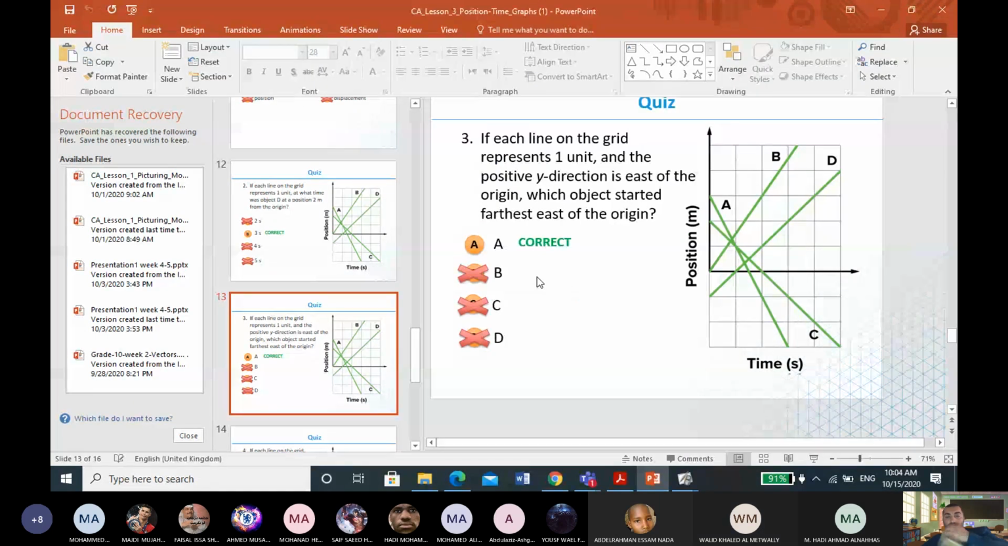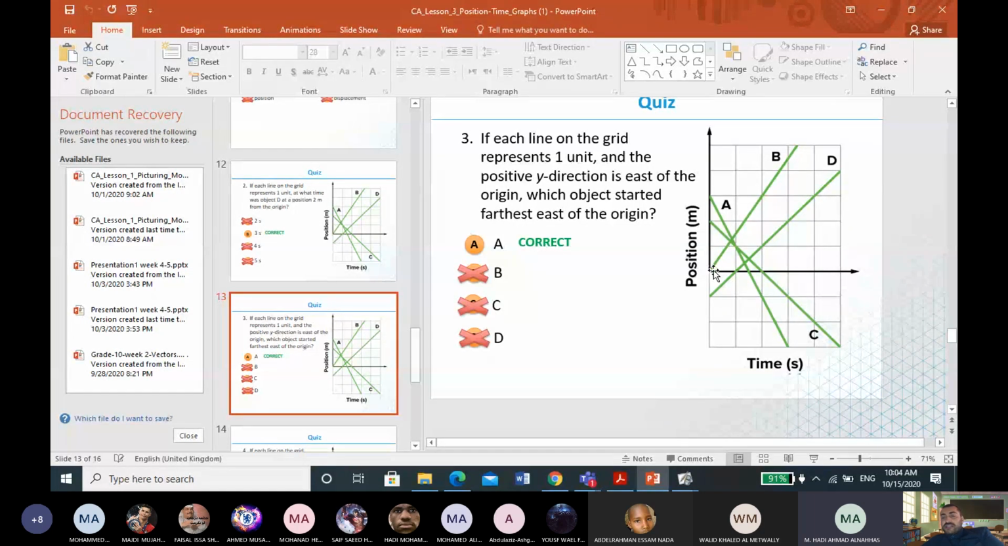It's easy, guys. Here, see. If each line on the grid represents 1 unit and the positive y direction is to the east, so this is the positive y direction, of the origin, which object started farthest? What's the meaning of farthest east? Point D? A.